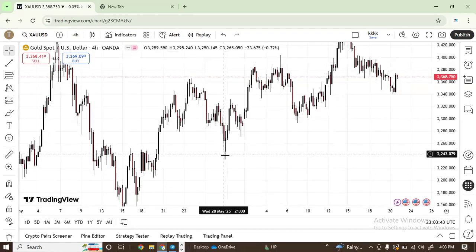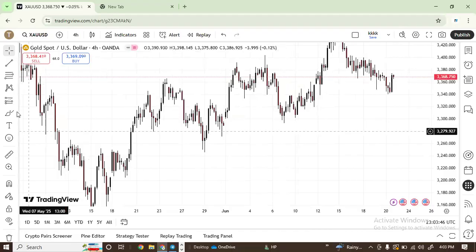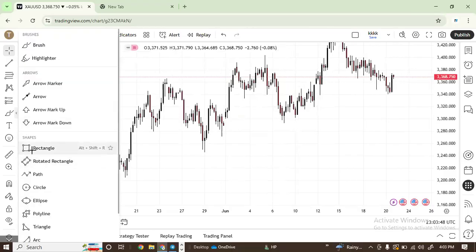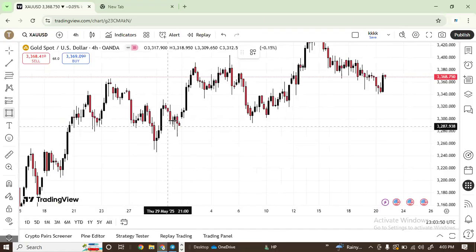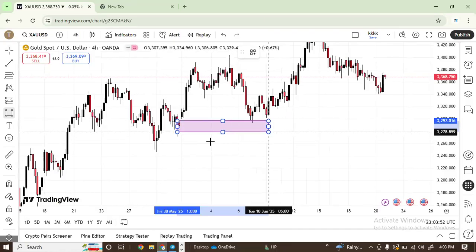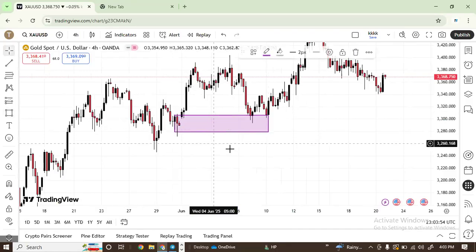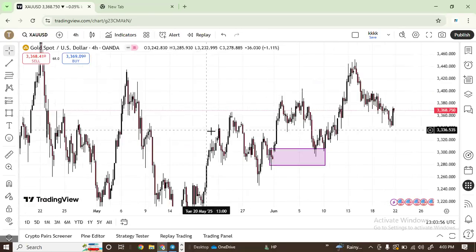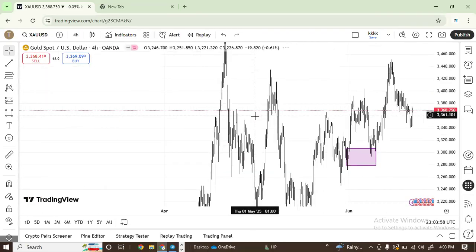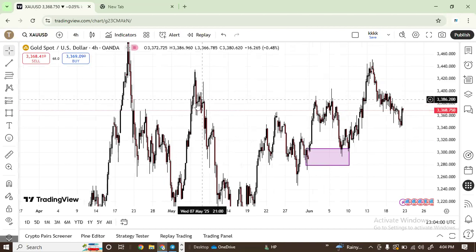Now, what am I trying to say in essence? Here we have this rectangular zone. This is our support zone. And when we talk about support, we need to have at least 2 to 3 touches, okay, 2 to 3 touches.